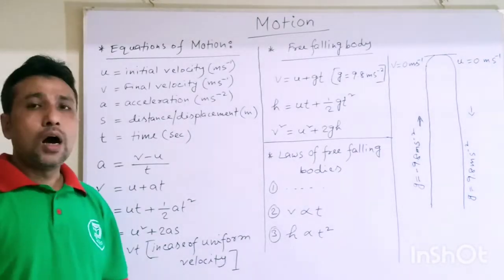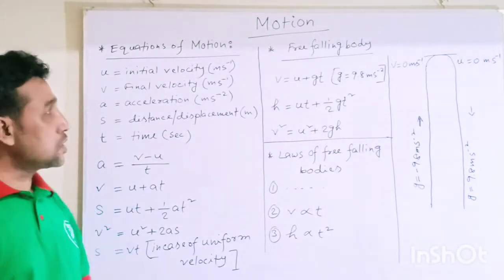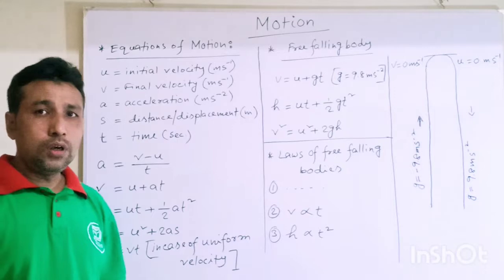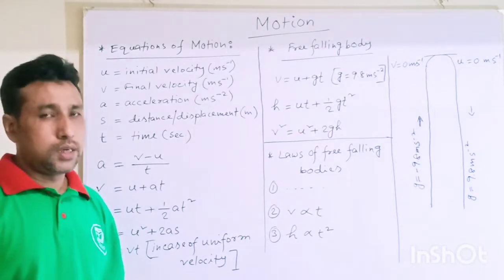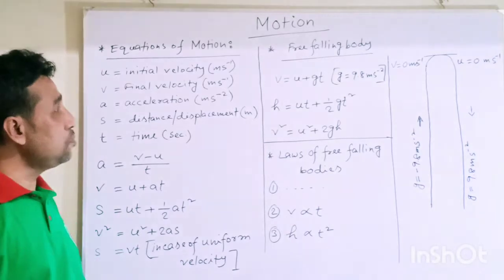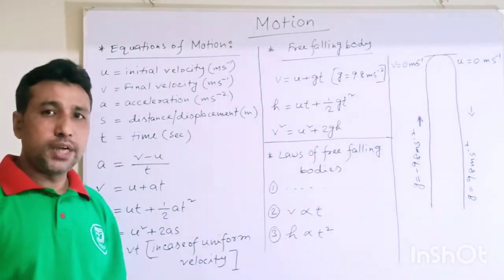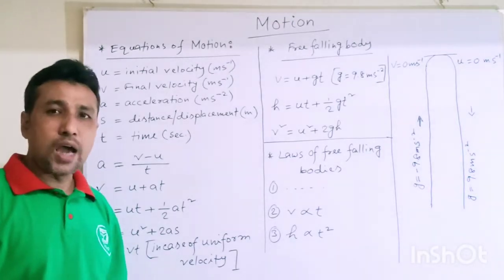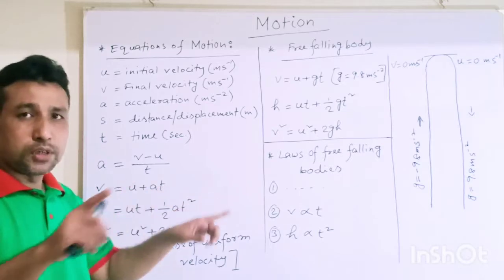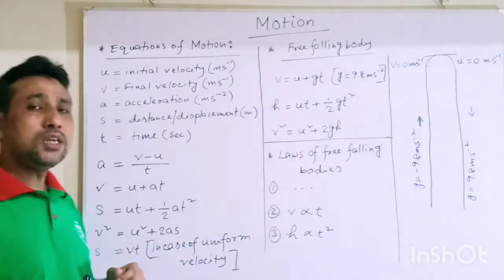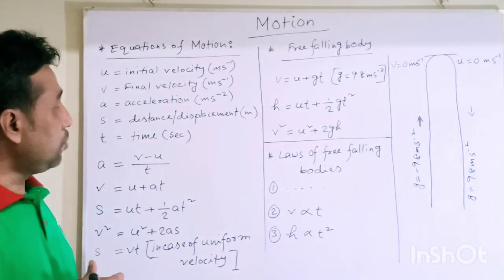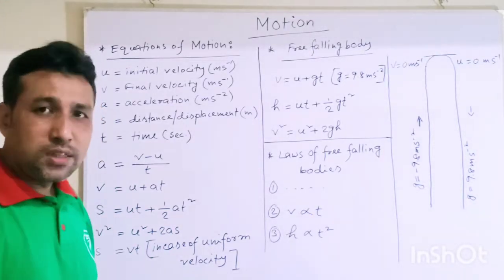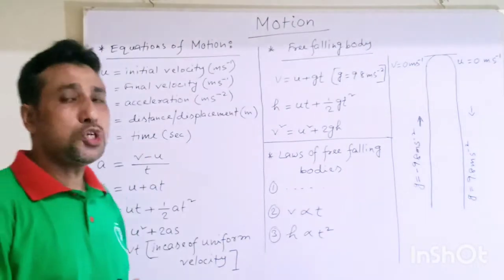Today our topic is motion. We'll discuss motion in physics. First of all, let us know what we mean by motion. Motion means if any object changes its position with time with respect to its surroundings, then we say the object is in motion. It means motion is a phenomenon by which any object changes its position over time.